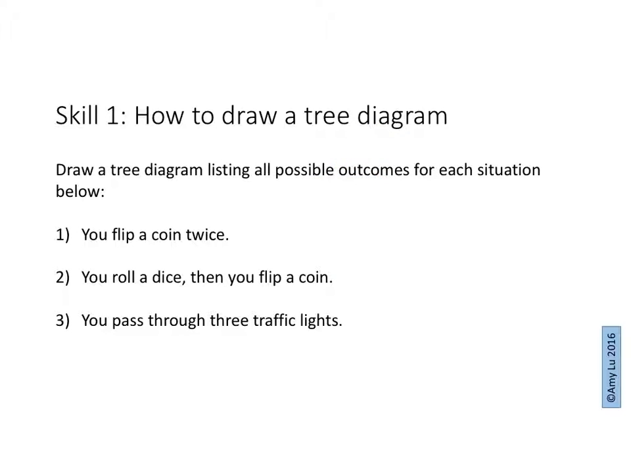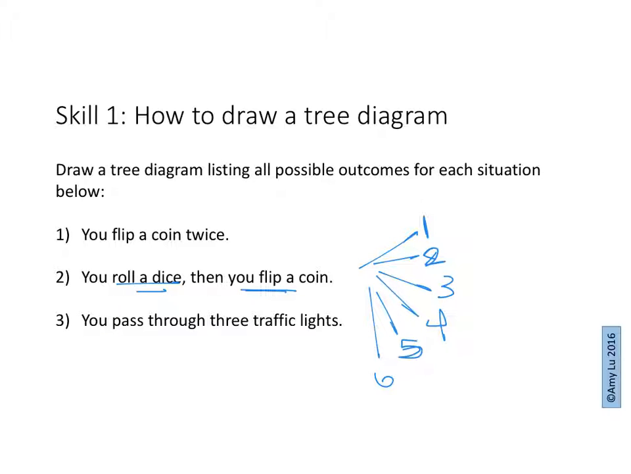Now, if you roll a dice, then you flip a coin. So your first set of branches is 6 branches for the dice: 1, 2, 3, 4, 5, 6. Please excuse that. Let's redo that one more time. 1, 2, 3, 4, 5, 6 for your 6 dice. And then you flip a coin.